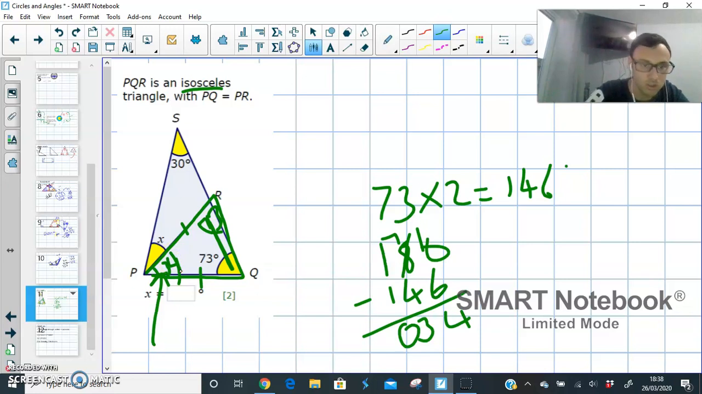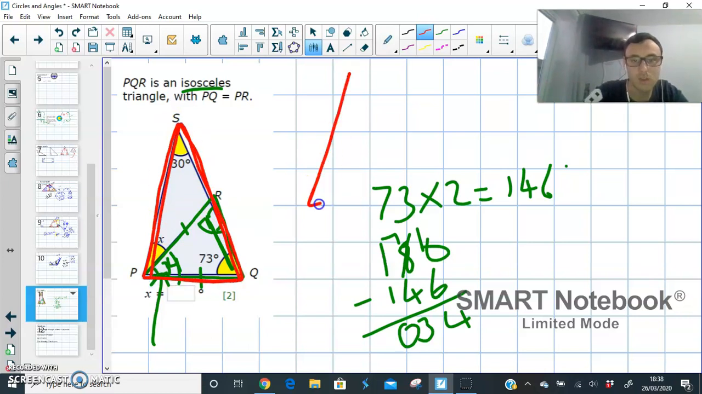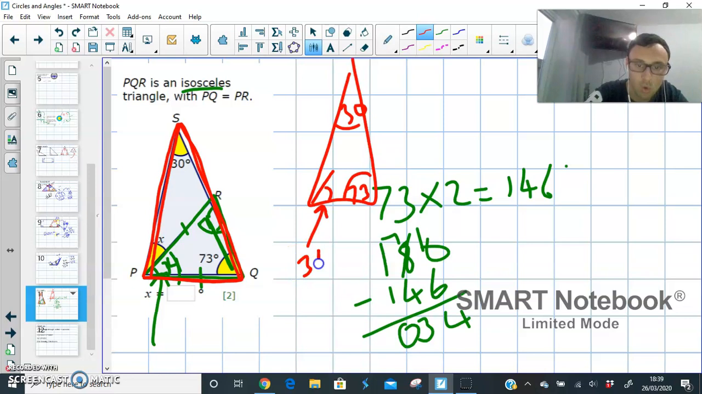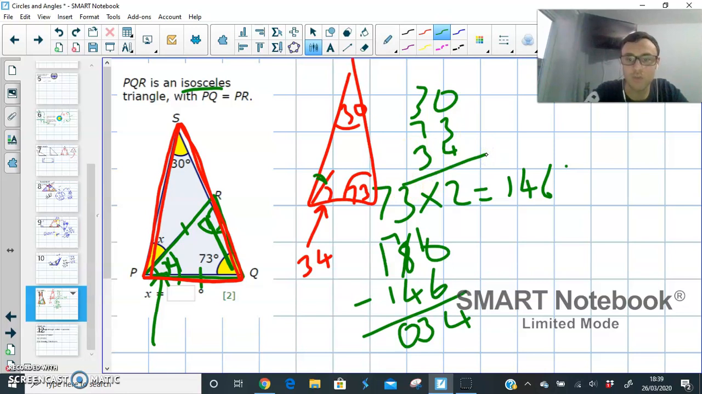Now, if you look, I've also got, I'm going to do this in red, a big triangle here. That there is a big triangle, with an angle here of 73. We know this here is 30. We know part of this angle I've just worked out there is 34. I can then work out this tiny little angle of what's remaining, because I can do 30 add my 73, add my 34, which is 137. So this part that I know is 137 degrees.